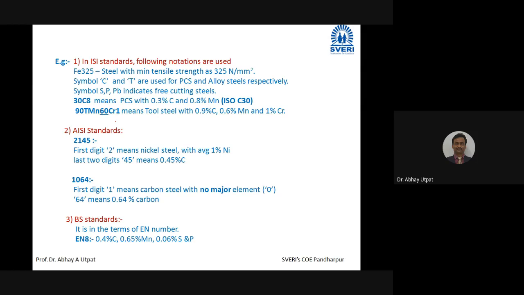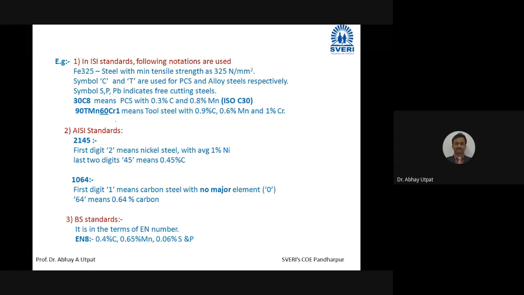Now I am saying that C30 means 0.3% carbon and 0.8% manganese. You will ask me, in the ISO symbol, the 8 is not written there, so how can you say there is 0.8% manganese? It is given in that book. Every coding you can't remember, what the contents are. So just understanding the major element is important.